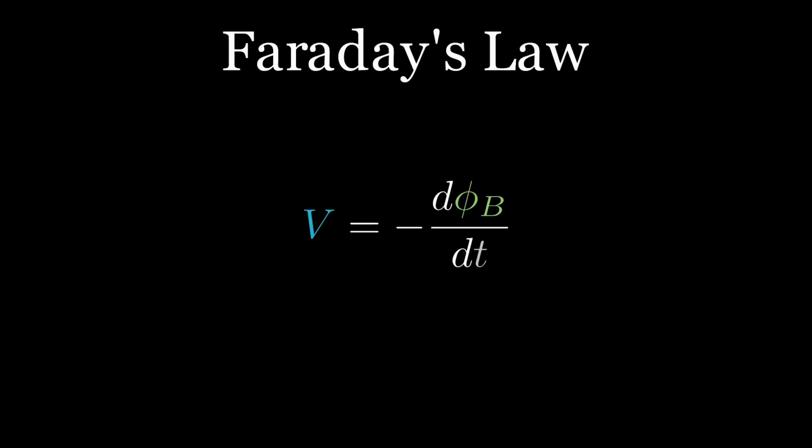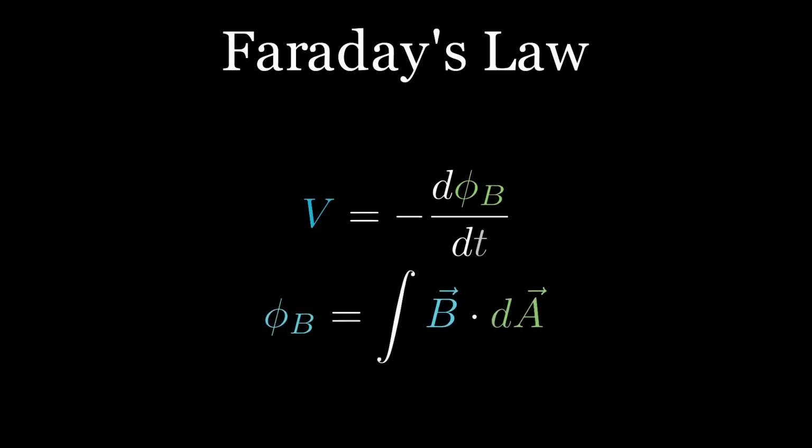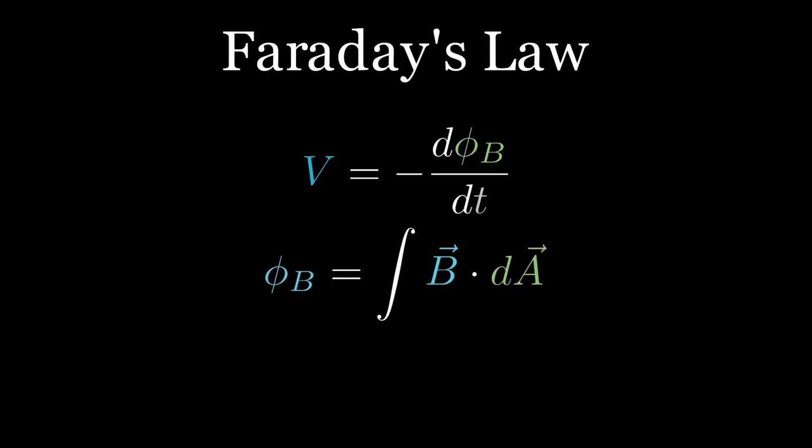So looking at the flux integral, there are three main ways I could do this. I could make the magnetic field weaker or stronger, I could make the area bigger or smaller, or I can make the loop in the magnetic field point more or less parallel.